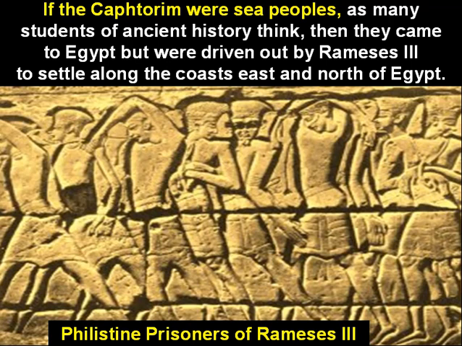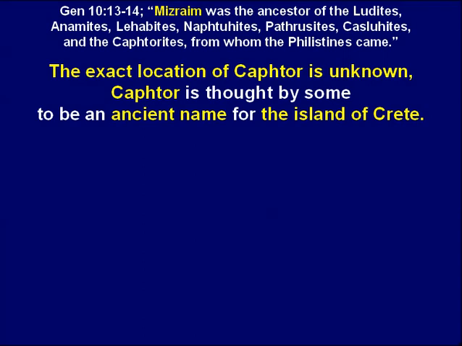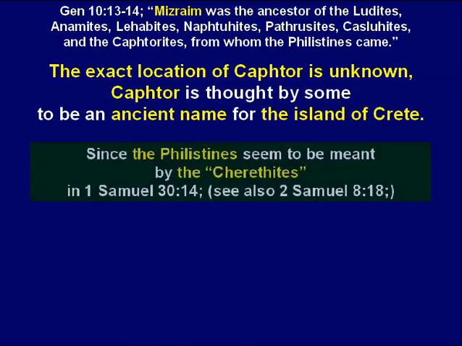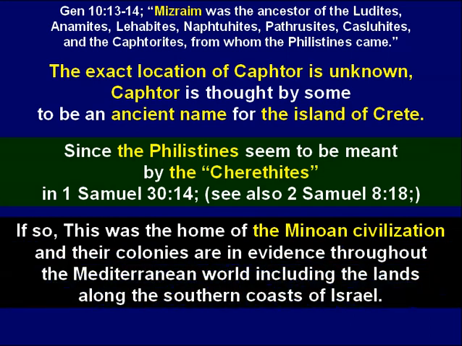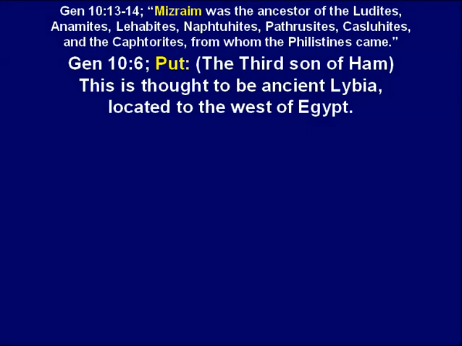If the Caphtorim were sea peoples, as many students of ancient history think, then they came to Egypt but were driven out by Ramesses III to settle along the coasts east and north of Egypt. The exact location of Caphtor is unknown. Caphtor is thought by some to be an ancient name for the island of Crete, since the Philistines seem to be meant by the Cherethites in 1 Samuel 30:14. If so, this was the home of the Minoan civilization, and their colonies are in evidence throughout the Mediterranean world, including the lands along the southern coast of Israel.